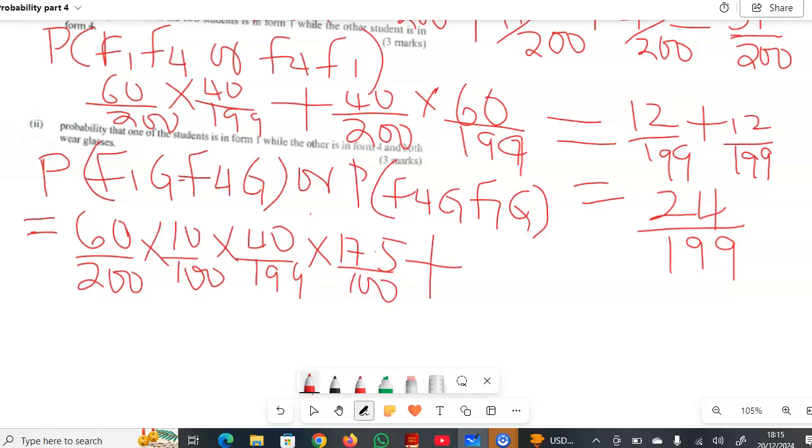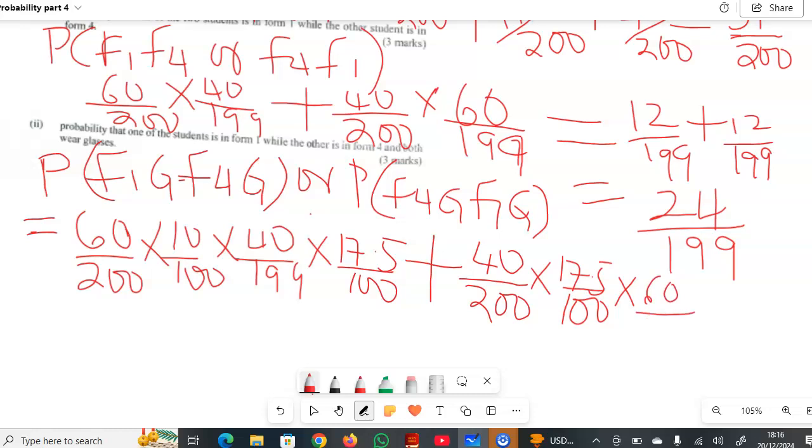So this one we add the second scenario. Form 4 should be 40 over 200. Then you multiply by wearing glasses, 17.5%, 17.5 over 100. Then you multiply by Form 1. Now Form 1 should be 60 out of 199 because I already picked one Form 4. Then Form 1 wearing glasses is 10%, 10 out of 100. So we add the two scenarios.